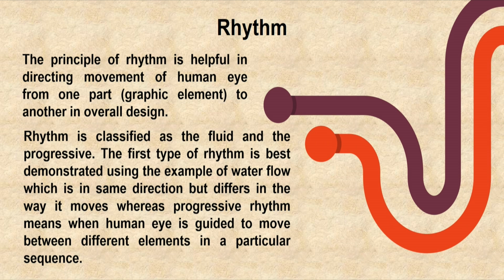The first type of rhythm is best demonstrated using the example of water flow, in which it flows or moves in the same direction, but it differs in the way it moves. Whereas in the case of progressive rhythm, we mean that the human eye is guided to move between the different graphic elements in a particular sequence. So here the sequence is quite important when we talk about progressive rhythm.